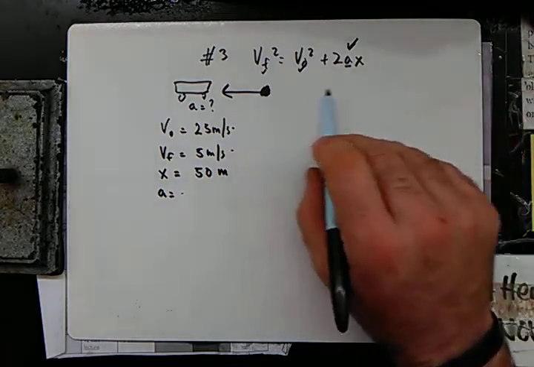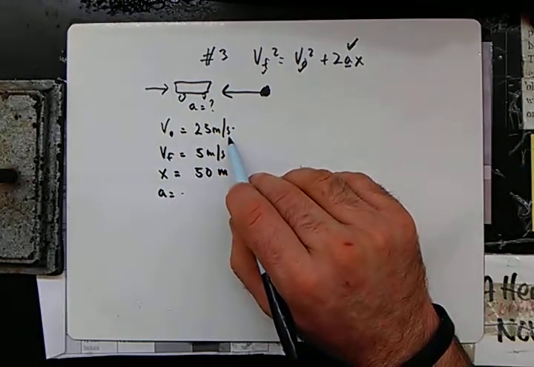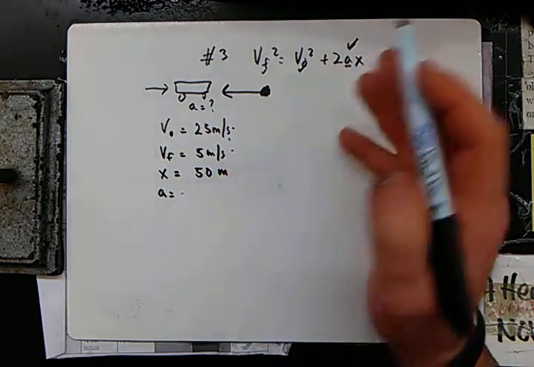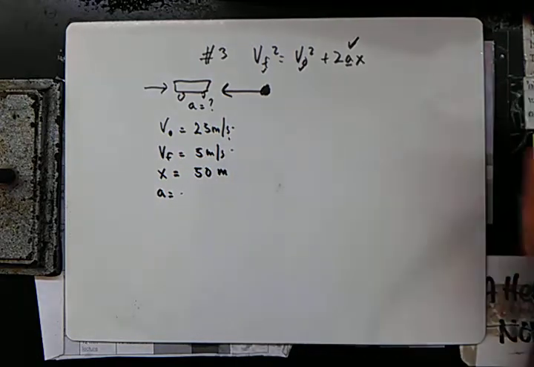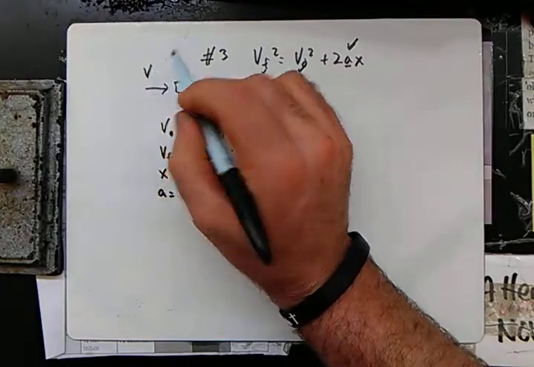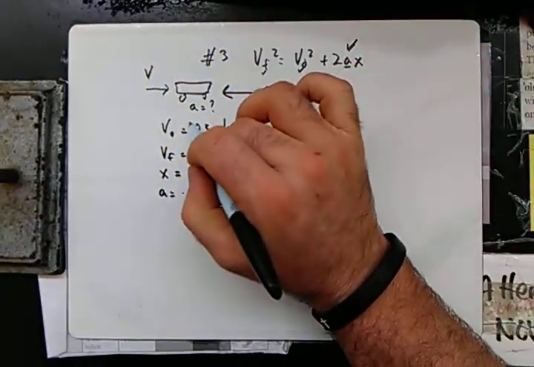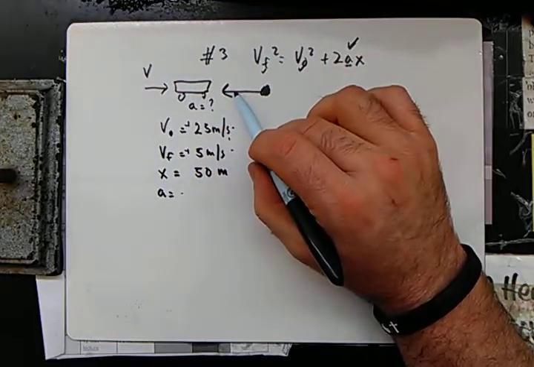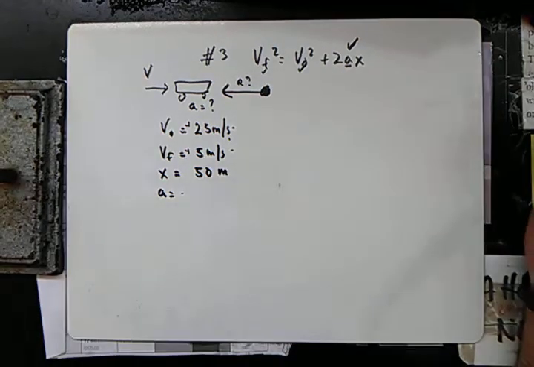Okay, so that just means that this thing was cruising along at 25 meters a second. And then something stopped it, like the brakes, and made it slow down to 5 meters a second. So this is the direction of the velocity. This velocity, it's positive. It's still going to go positive, but this is being slowed down by an acceleration of something. We don't know what it is.